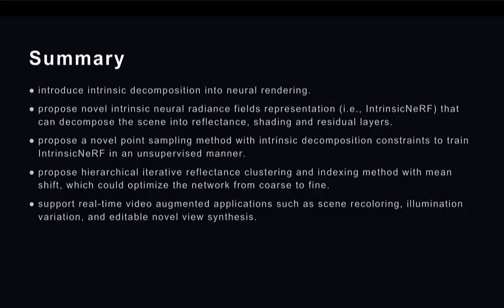Overall, we introduce intrinsic decomposition into neural rendering and propose an intrinsic neural radiance fields representation, i.e., IntrinsicNeRF, that can decompose the scene into reflectance, shading and residual layers. We propose a novel point sampling method that allows IntrinsicNeRF with traditional intrinsic decomposition constraints to be trained in an unsupervised manner. To further learn IntrinsicNeRF better, we propose a hierarchical iterative reflectance clustering method with mean shift, which could optimize the network from coarse to fine.